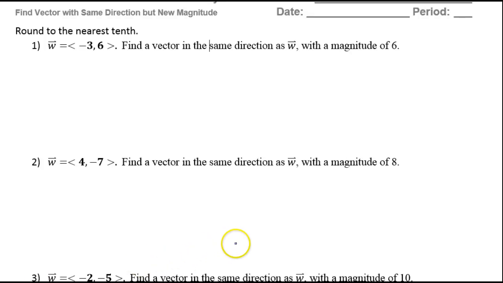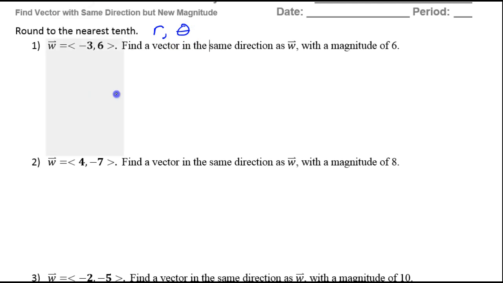In this video, I will show you how to take a vector that you're given and find a new vector that goes in the same direction but has a new magnitude, whatever magnitude you want. Now, the magnitude and direction are r and theta. So whenever you see r, I'm talking about the magnitude, and if you see theta, I'm talking about the direction.